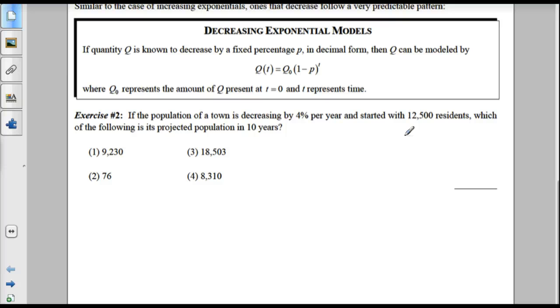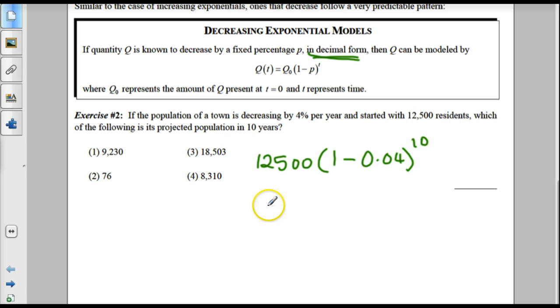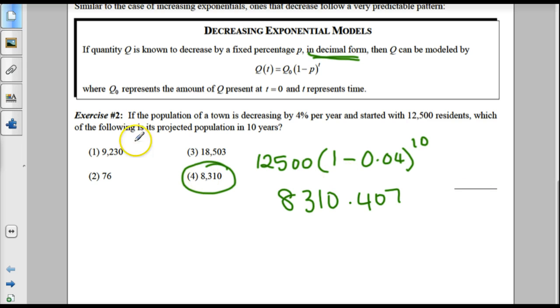Now, what I need to do is write my equation. So it's 12,500 times 1 minus 4%. Remember, it's always as a decimal. The same thing applies to the 10th year. Put this just like that in your calculator. You actually get 8,310.407, which is approximately 8,310. It's choice number 4. So it's very similar. Now we're just doing subtraction because it's decreasing.